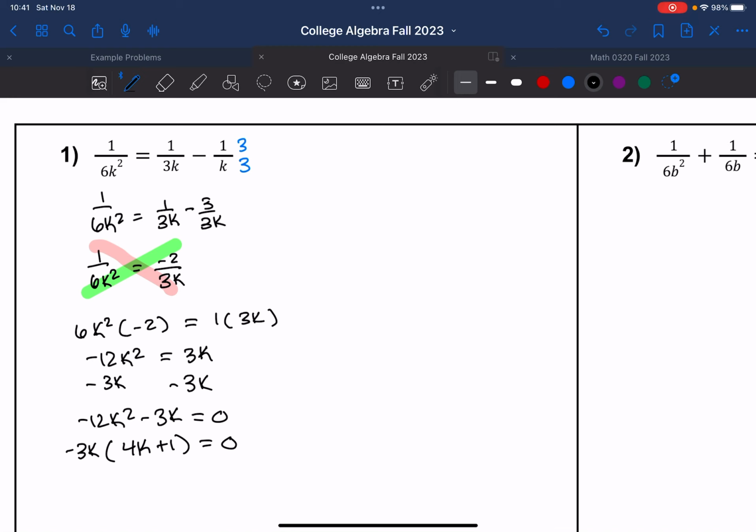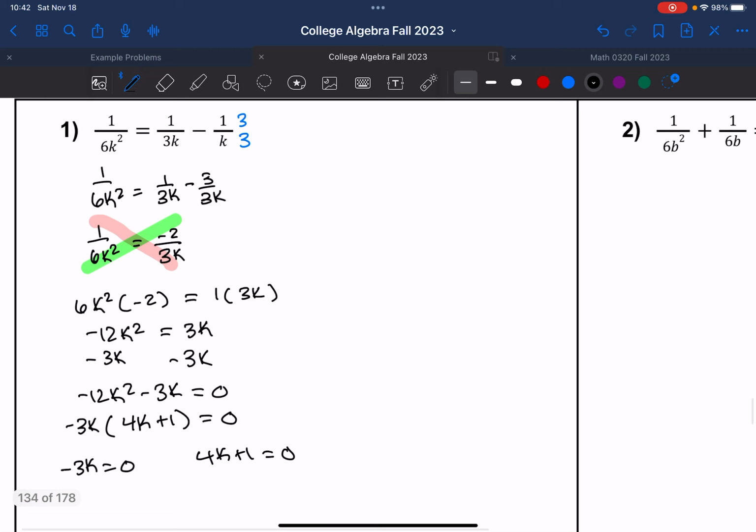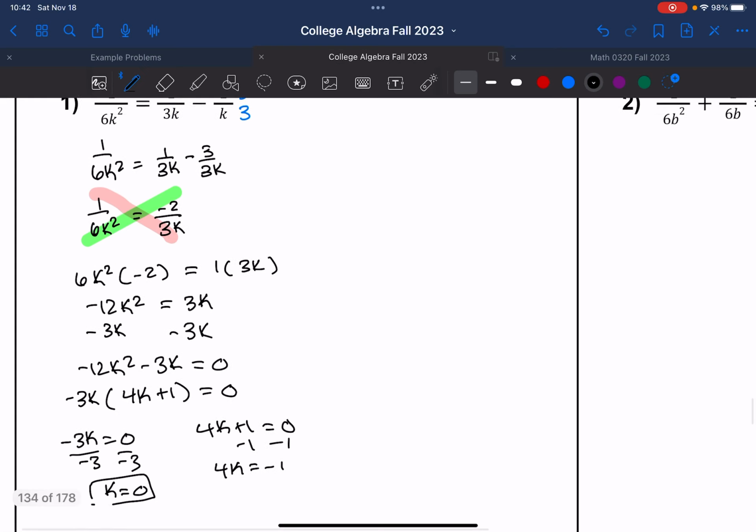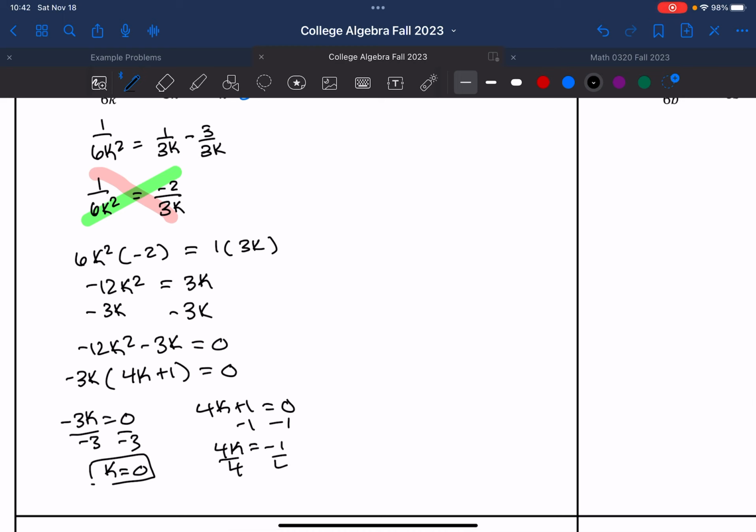Now that I have that factored, according to the zero product property, I can set each one separately equal to 0. So I have negative 3k equals 0 and 4k plus 1 equals 0. Well, negative 3k equals 0 means I just divide both sides by negative 3 and I'm left with k is equal to 0. And then on the other one, I have to subtract 1. So I'm left with 4k equals negative 1. And then divide by 4. And I have k is equal to negative 1/4.